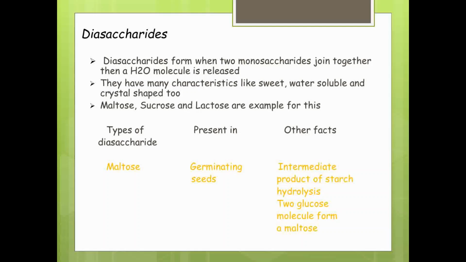So the fact is that maltose is an intermediate product of starch hydrolysis, meaning the middle product, when the process of starch hydrolysis is ongoing. You may ask how maltose is formed. When two glucose molecules join, a maltose is produced.